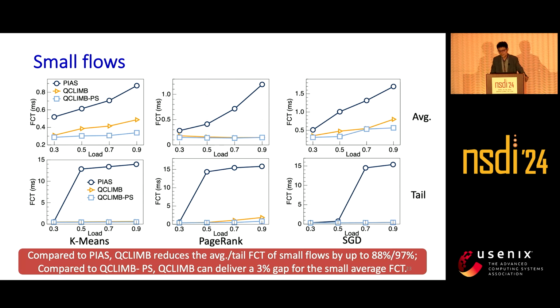From this figure, we can see that compared to PIAS, our QCLIMB can reduce the average and the tail FCT of small flows by up to 88% and 97% respectively. Compared to QCLIMB-PIAS, it also delivers only a 3% gap for the small average FCT.